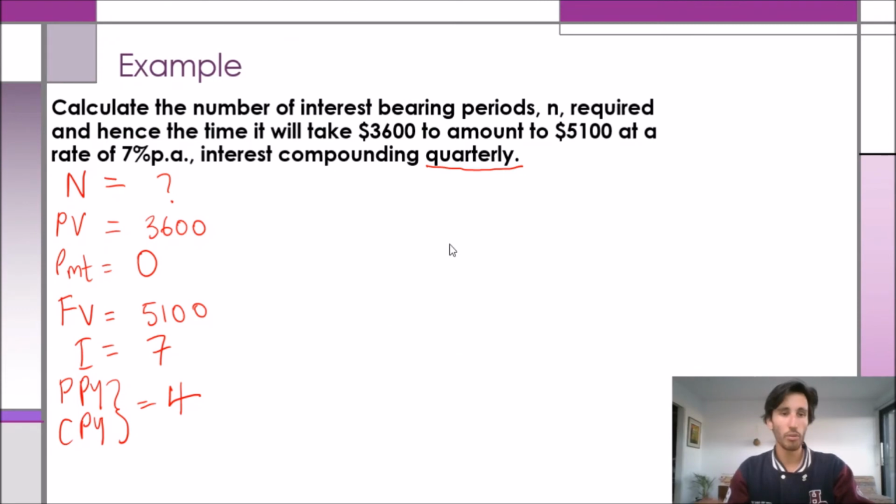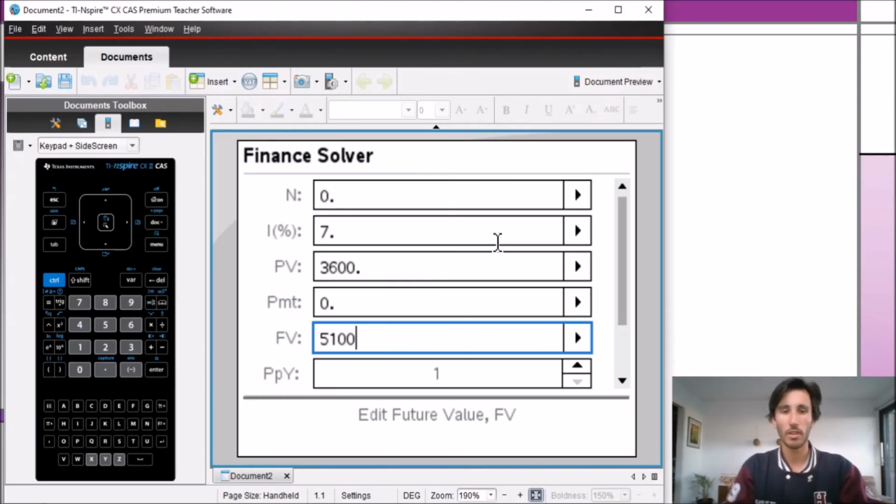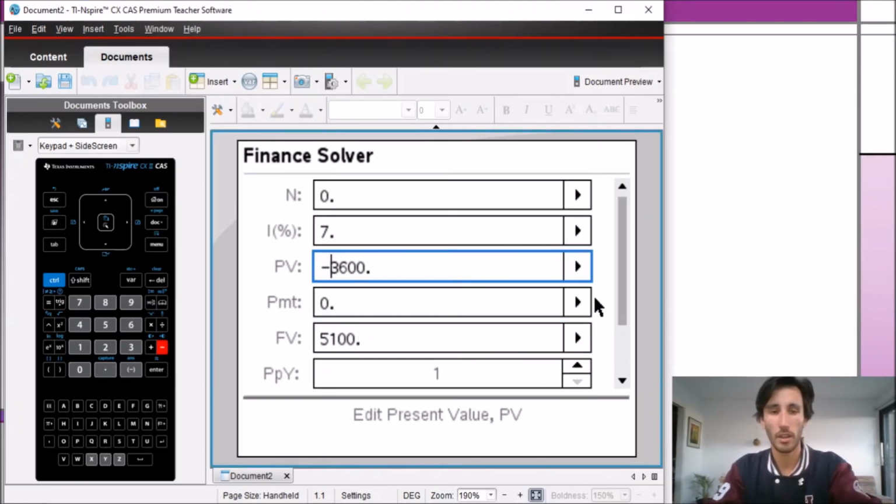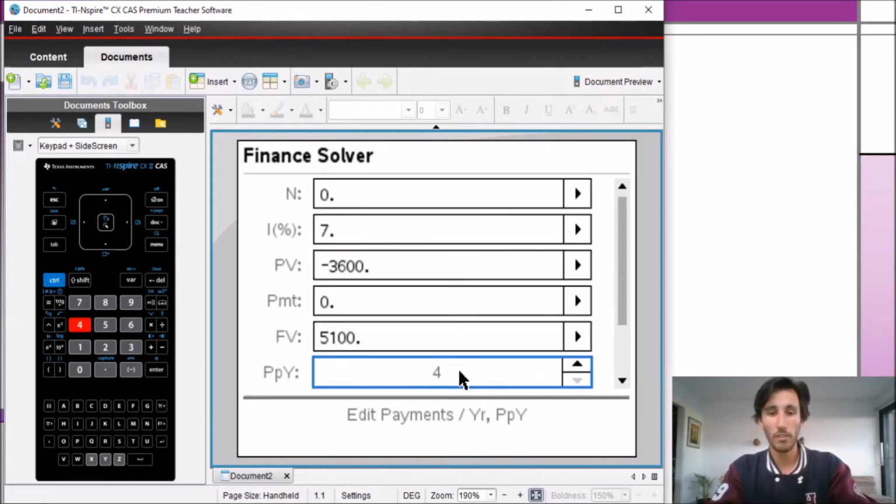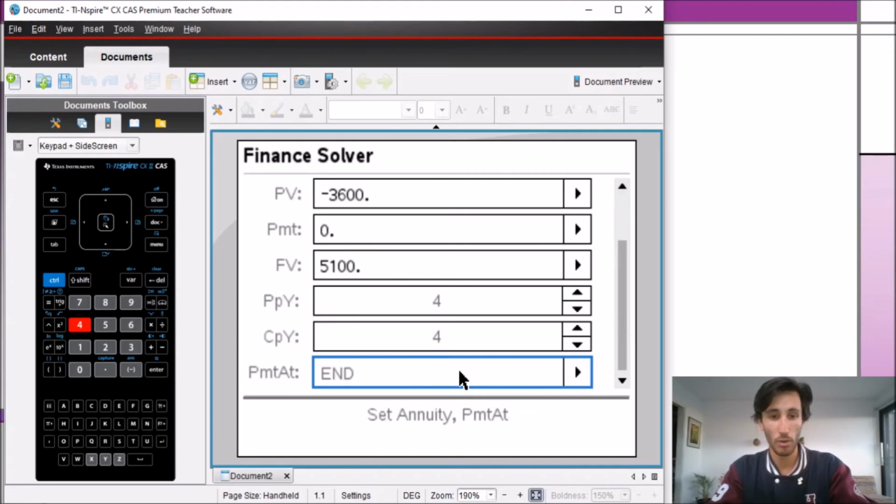Now, our present value, in this case, is the amount that we're giving to the bank, hoping that we get interest on that amount. So since we're giving this to the bank, this is a negative value. It leaves us. Money is going away from us. That's negative. So we have to write here, negative 3,600. Payments per year, 4. Compounds per year, 4.